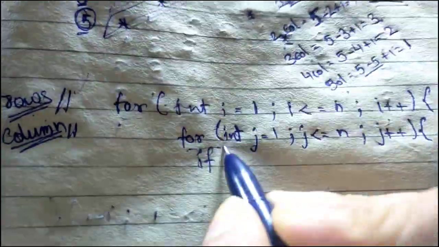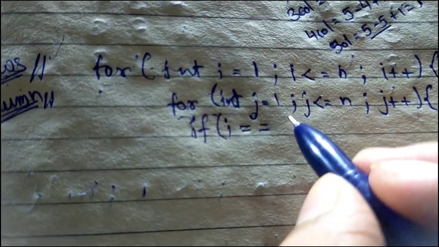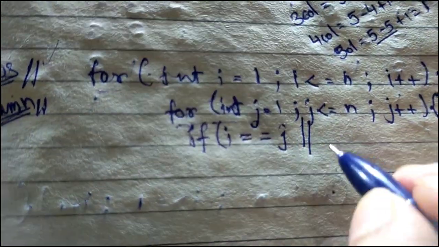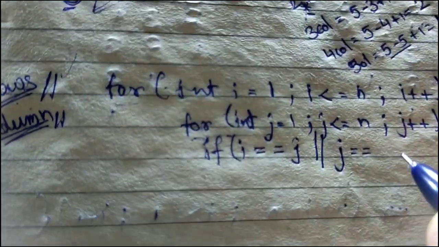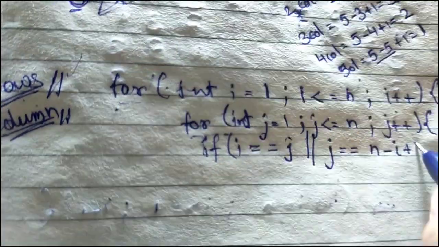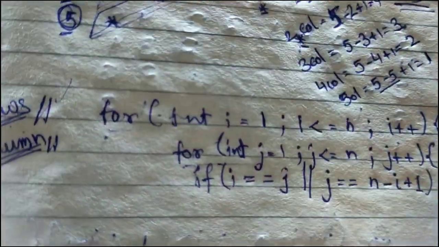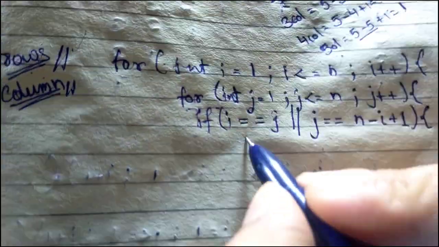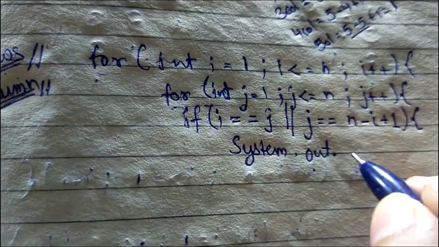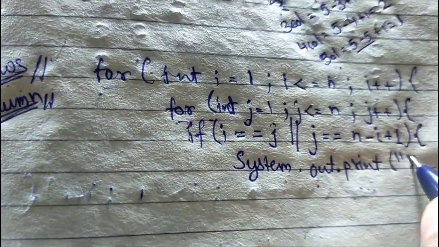Okay, so first, what can I do? If my i is equal to j, or my j is equal to n minus i plus 1, then I will print stars: System.out.print, and what do we print? We print a star.